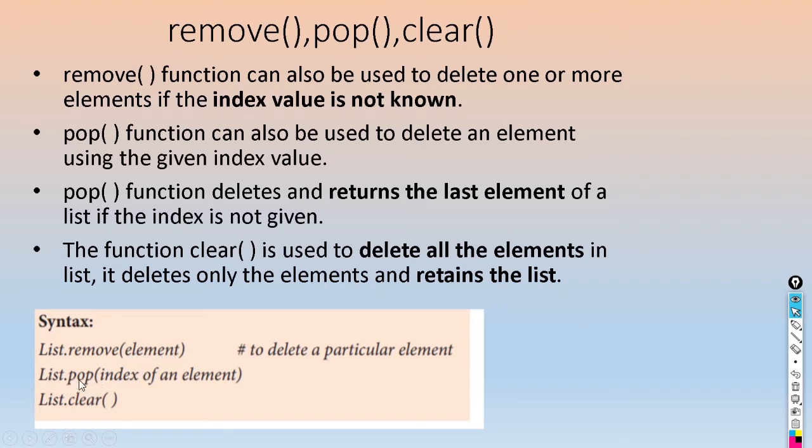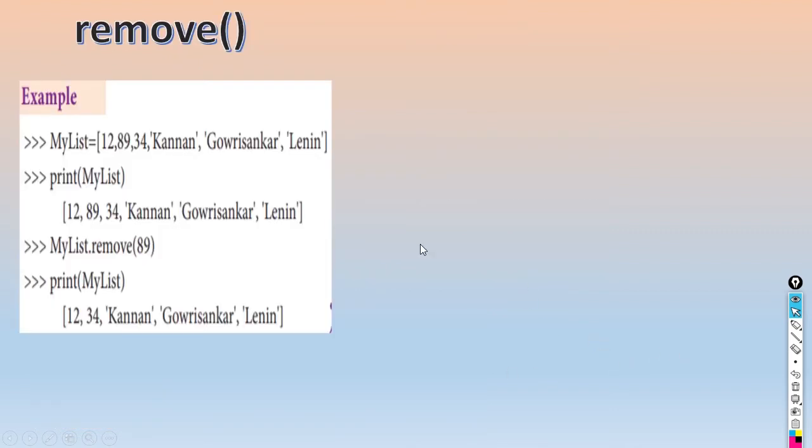Next, pop. I told you we have to specify the index. So list dot pop of the index of the element. Next one is the clear function. So list dot clear, since I want to delete the entire thing. We have to specify only empty parentheses. Now we shall see the example, so you can understand better.